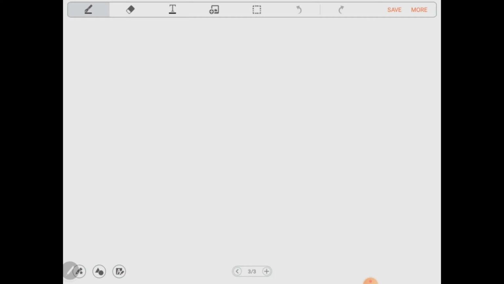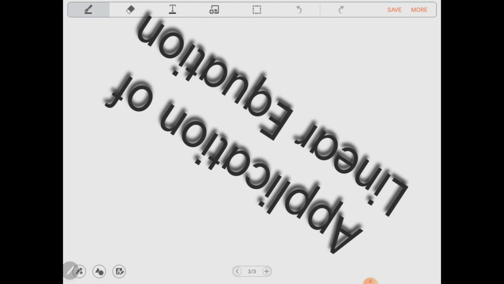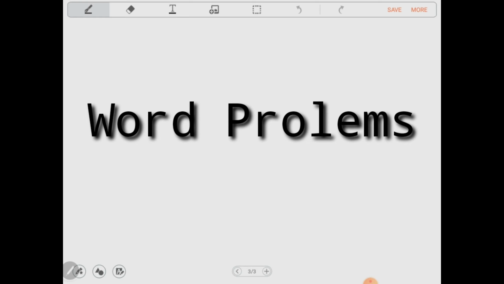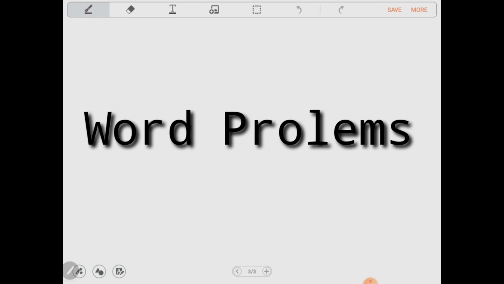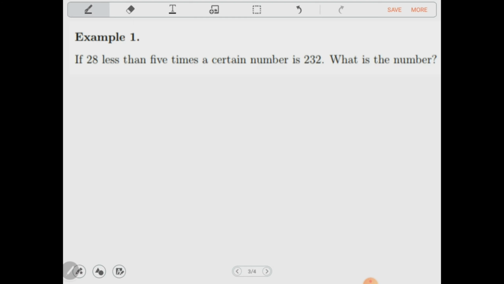Okay, so our discussion this afternoon is about application of linear equation. I'm gonna discuss some word problems regarding linear equation, and then try to explain it to you. So let's have our first example. Example number 1, if 28 less than 5 times a certain number is 232, what is the number?